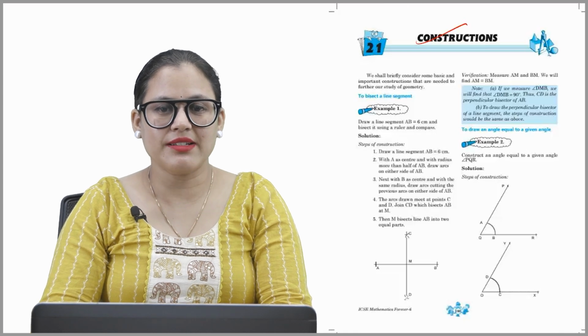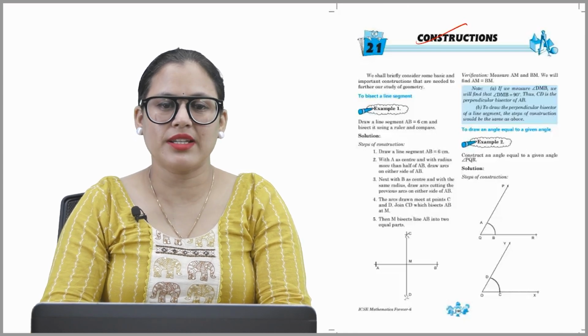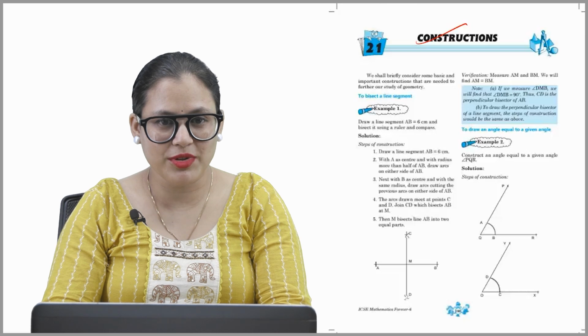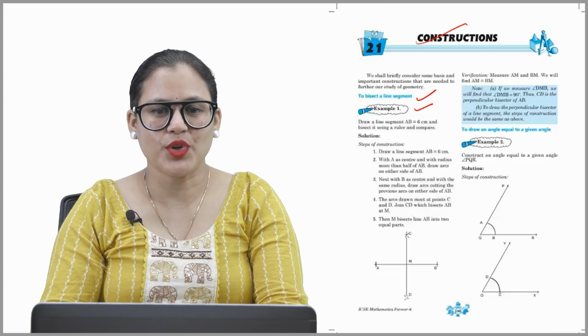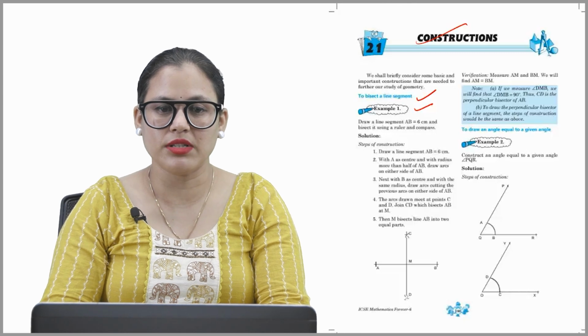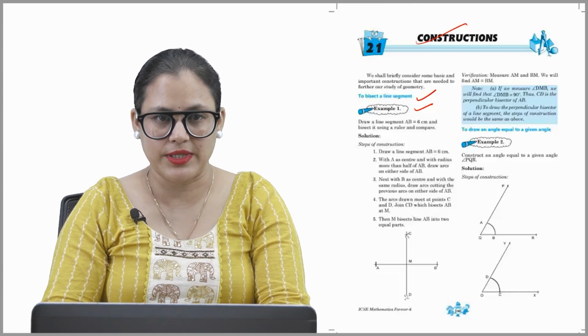We shall briefly consider some basic and important constructions that are needed to further our study of geometry. To bisect a line segment, here is an example given to you. Draw a line segment AB equal to 6 centimeter and bisect it using a ruler and compass.